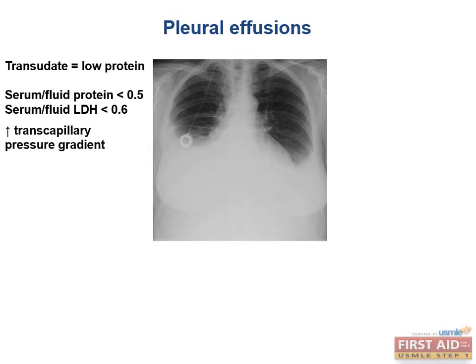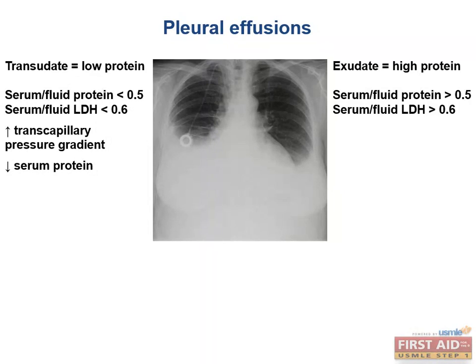They happen when either the transcapillary pressure gradient is increased or the serum protein content, and thus the oncotic pressure, is decreased, such as in congestive heart failure, nephrotic syndrome, or hepatic cirrhosis. Exudates, on the other hand, have higher protein content, with a serum to fluid protein ratio of greater than 0.5 and a serum to fluid LDH ratio of greater than 0.6.